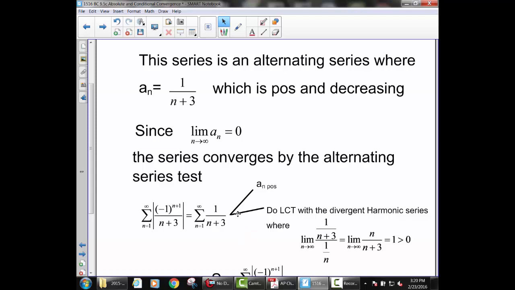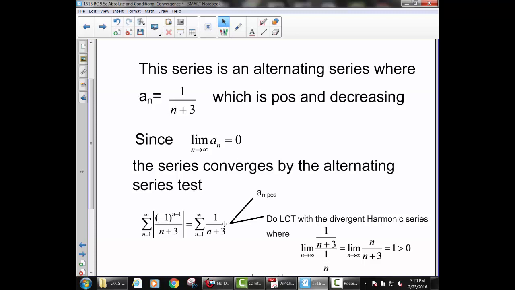The nth term test fails. It's not geometric, etc., etc. So my a_n's are positive, and sure enough, you can then do the limit comparison test.